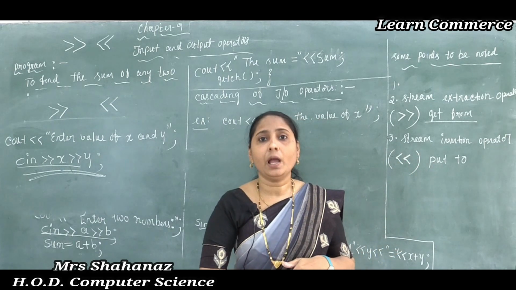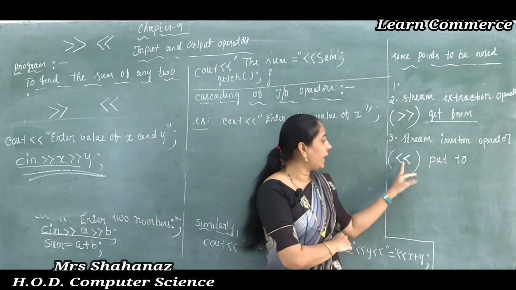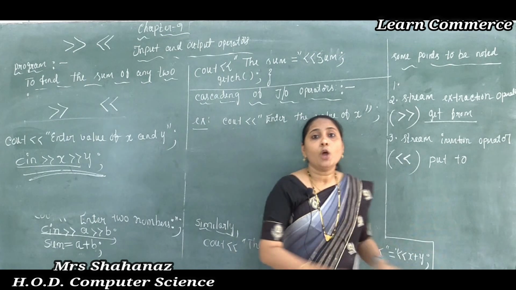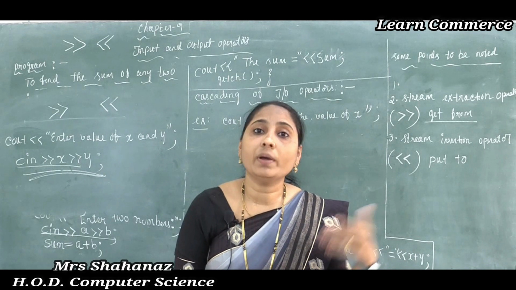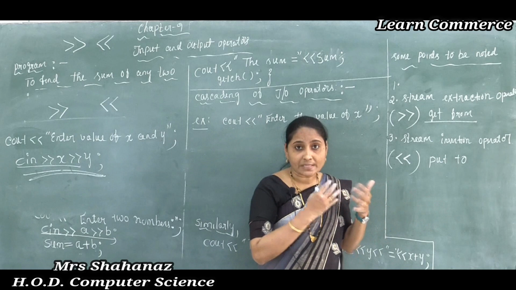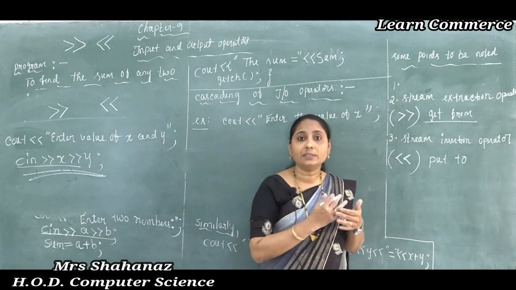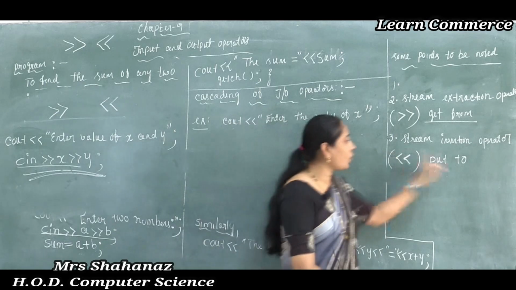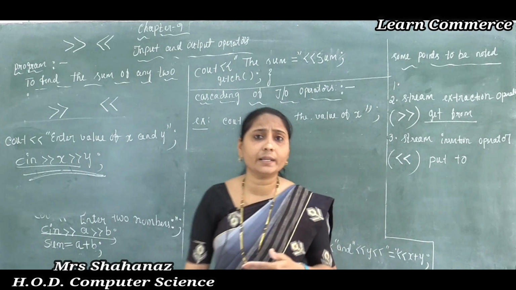Now the third one is our output operator, also called the stream insertion operator. How do we write this sign? We use the double less than sign, and the meaning is put to. What about put to? It means send a value to our output device, that is the monitor. Whatever value we get through the keyboard is displayed using the stream insertion operator, put to, that sends the value to our standard output device.